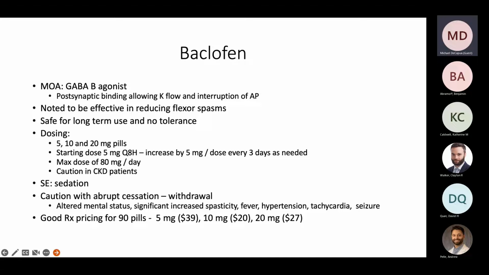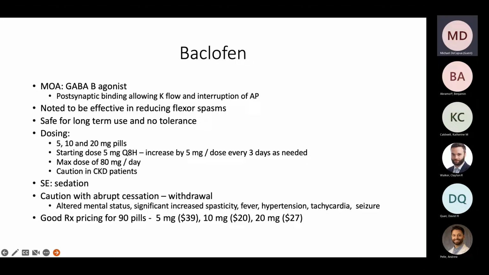Baclofen is a GABA B agonist. It works by postsynaptically binding to the neuron and inhibiting the action potential by allowing potassium flow. Some places indicate that it's effective by reducing flexor spasms. Importantly, it is a medication that has pretty good long-term use data, and there's no development of tolerance to it. So generally, patients can do pretty well on a standard dose for quite some time.